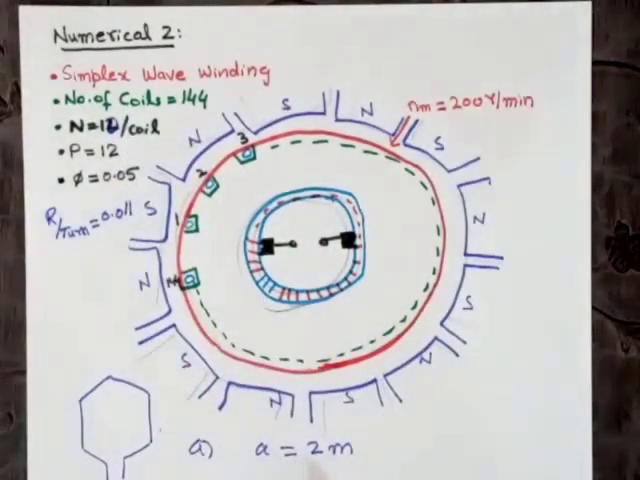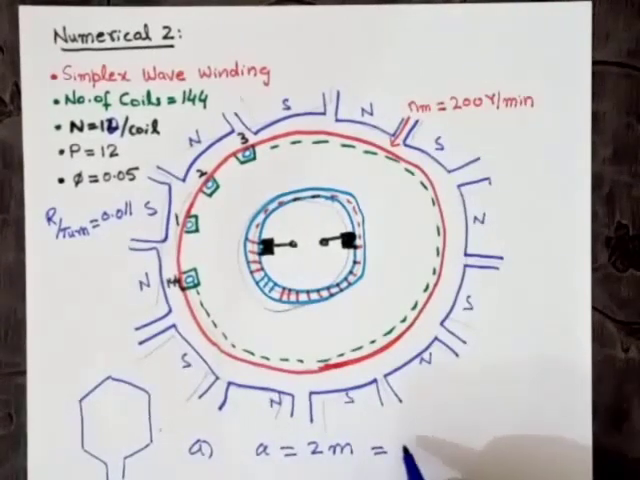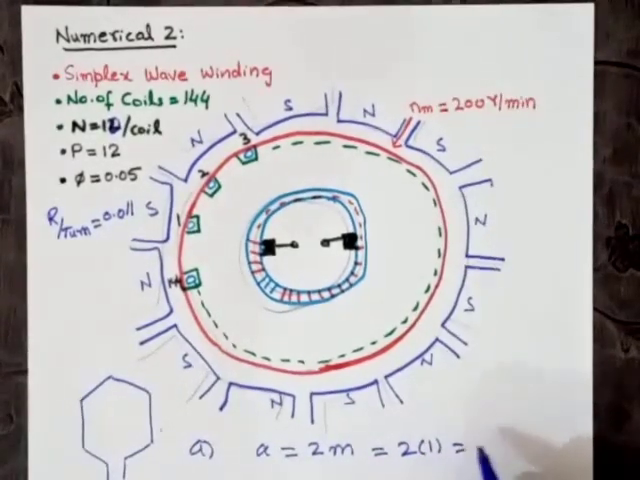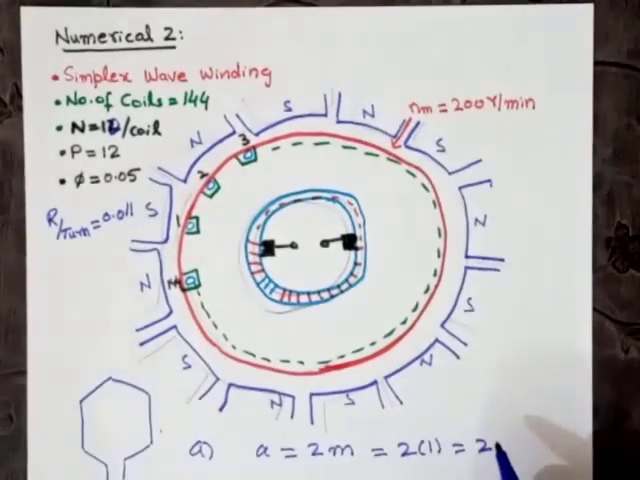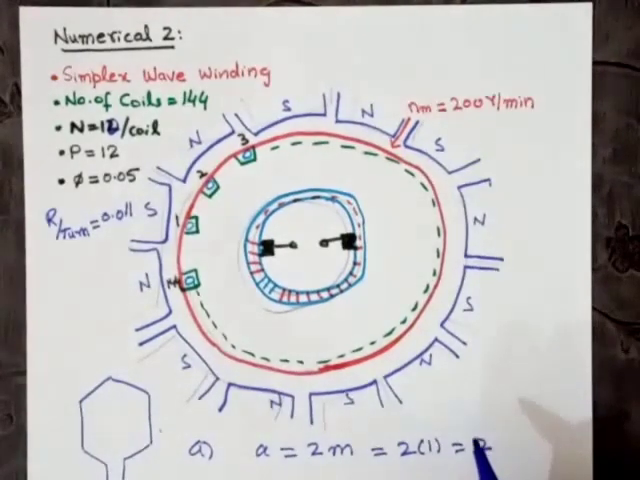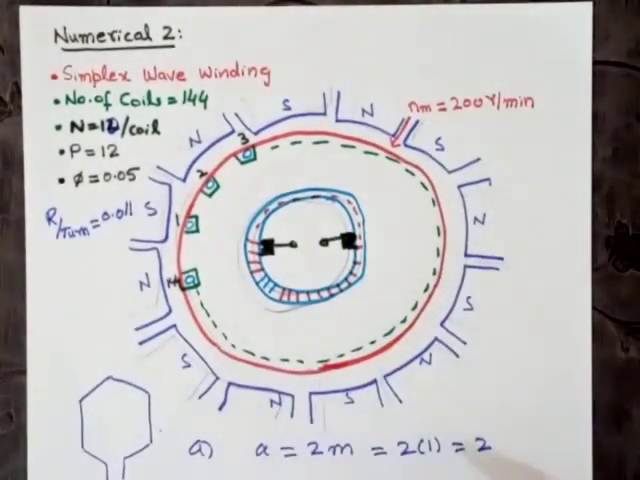As we know, in case of simplex wave winding, the formula of the parallel current path is A equal to 2m, where the value of m is 1. Putting the value of m in this equation, we get 2 into 1 is equal to 2. It means there are two parallel paths. That is, the value of A is 2.